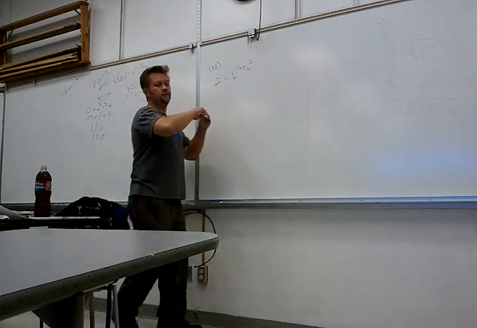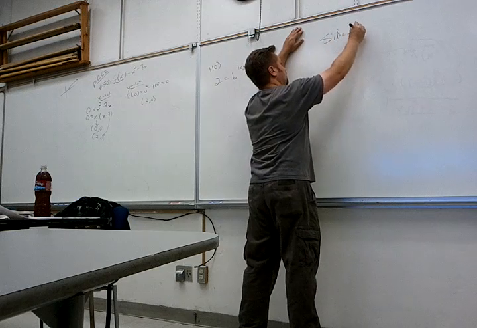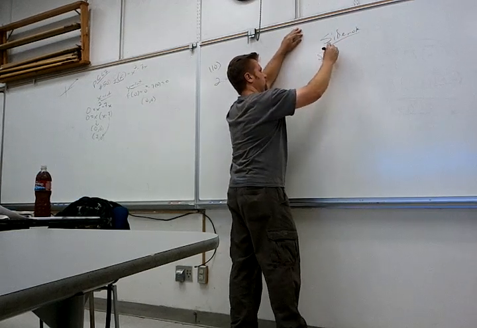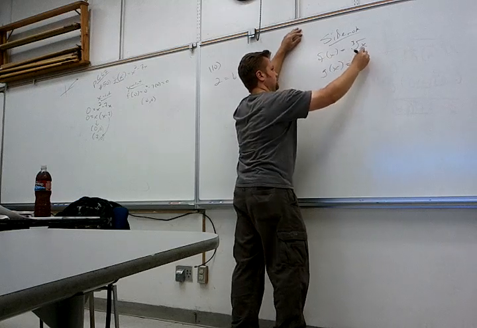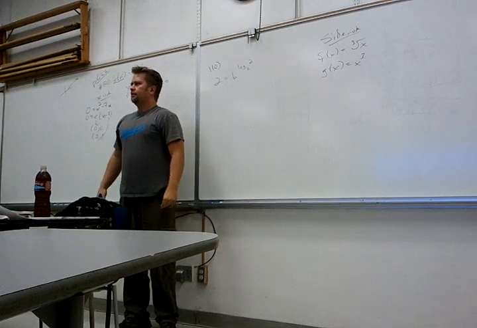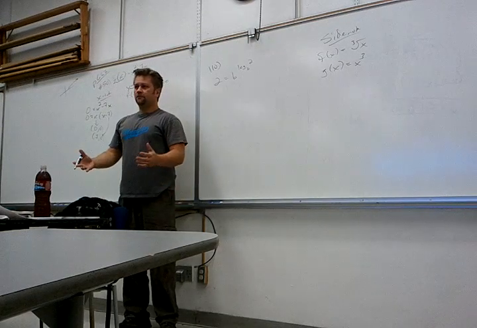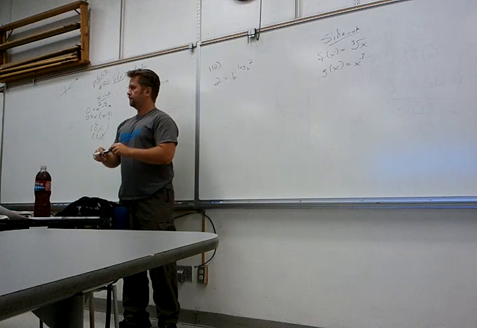Tell me this real quick, a little side note. How are these two functions related? F of x equals cube root of x and g of x equals x cubed. How are they related? They're the inverse of each other. I love it, right? One is the inverse of the other one.